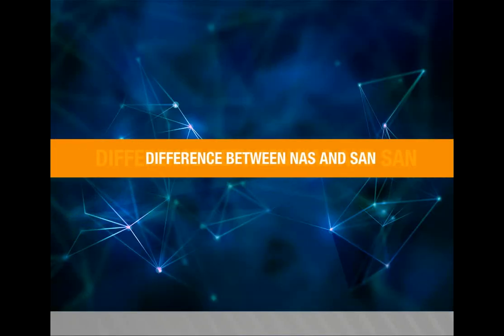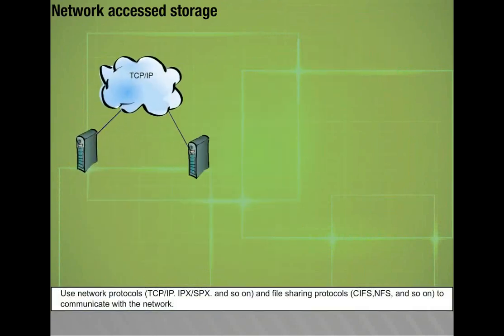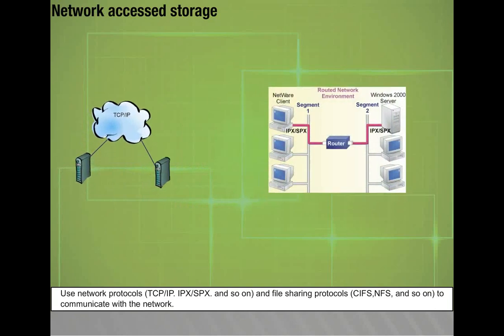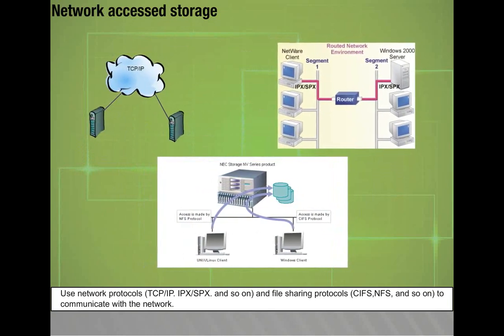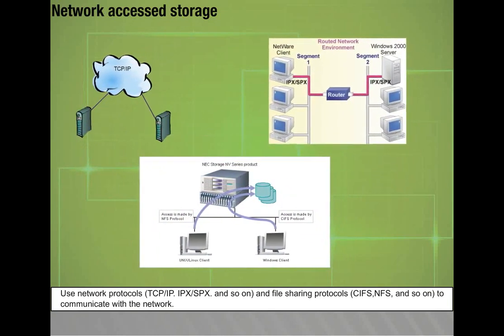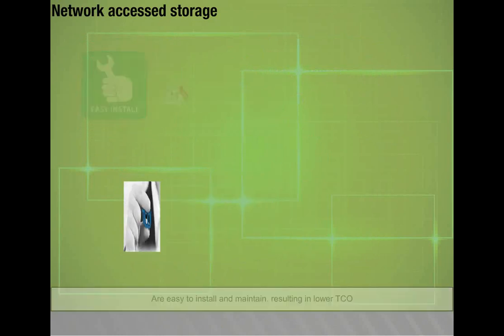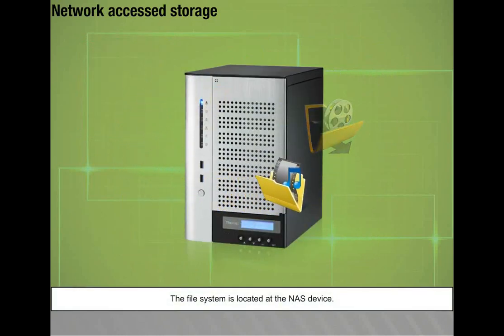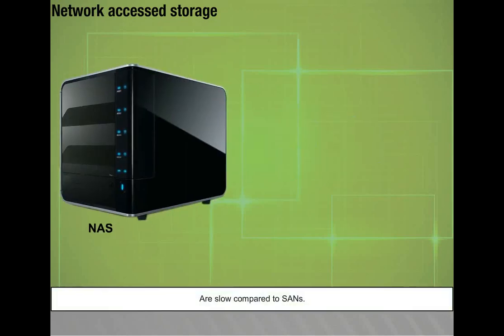Difference between NAS and SAN. In this video, we are going to see the difference between NAS and SAN. Network attached storage uses the same cabling as the network it is connected to. It uses network protocols such as TCP/IP, IPX or SPX, and file sharing protocols such as CIFS, NFS and so on, to communicate with the network. NAS devices are easy to install and maintain, resulting in lower TCO. The file system is located at the NAS device, which can support heterogeneous clients seamlessly, but NAS is slow compared to SANs.